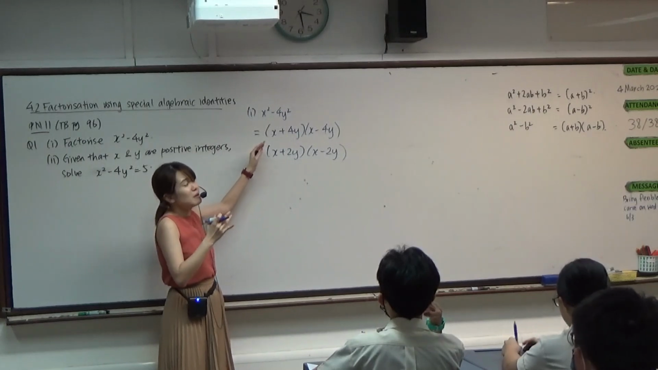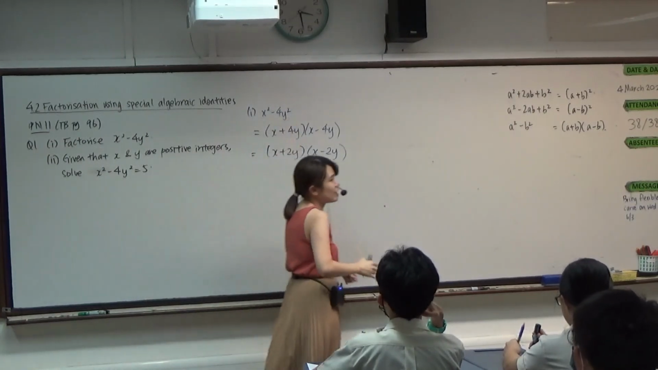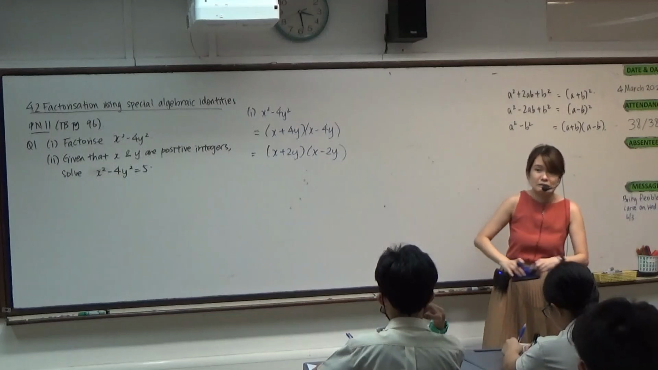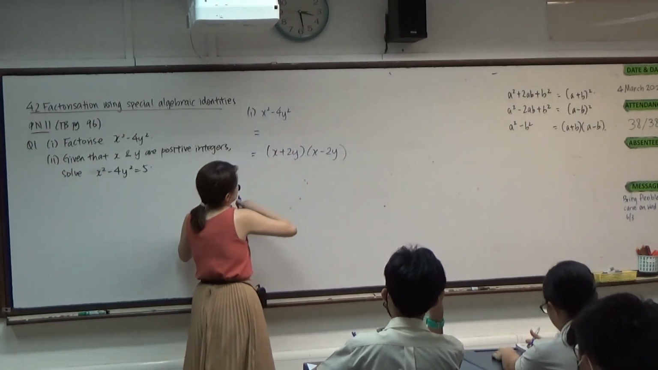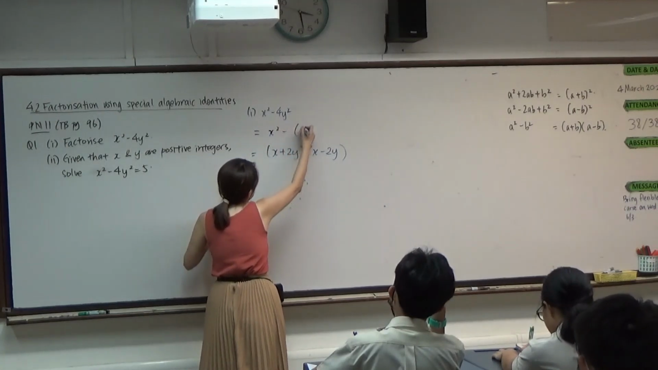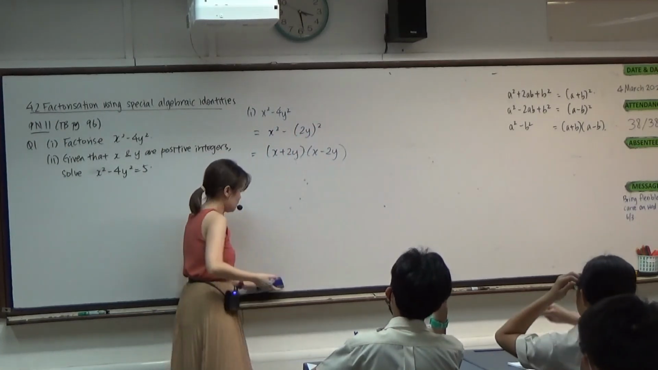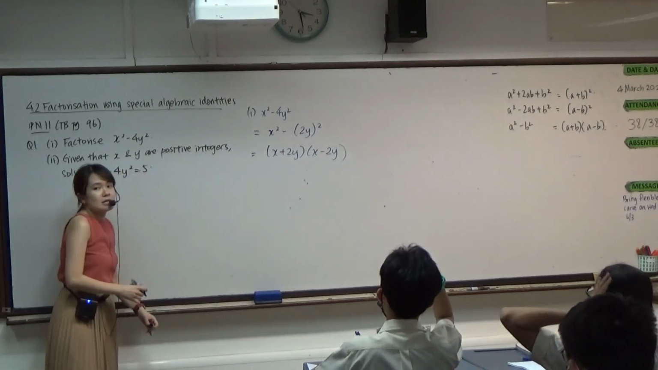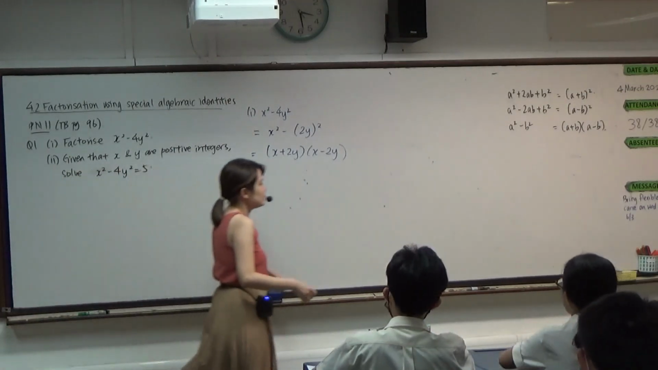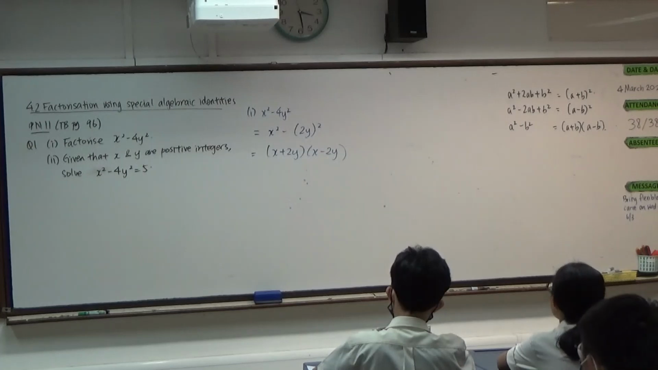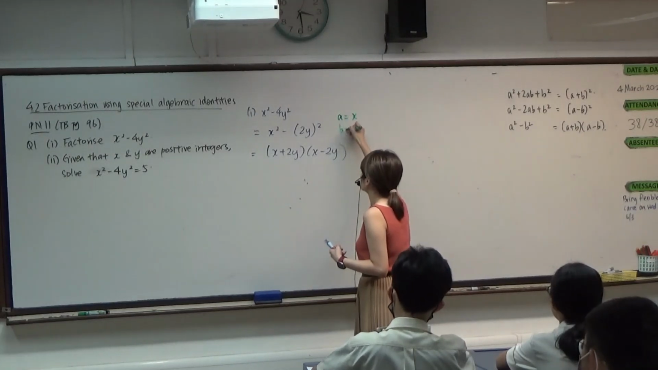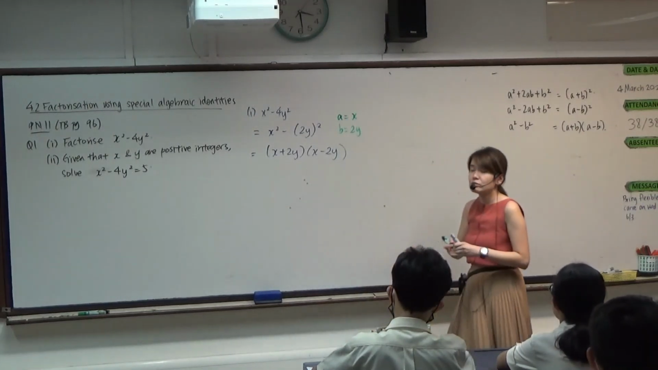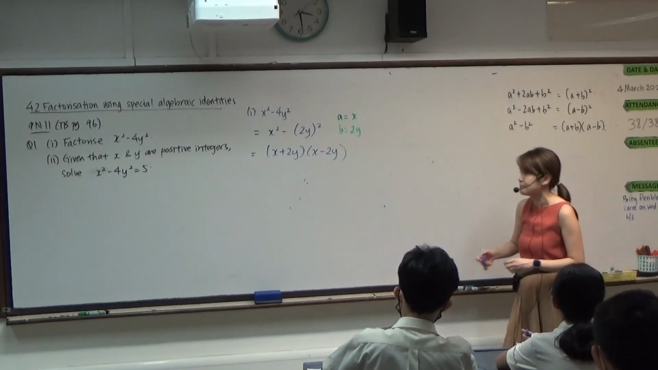Okay. So what was the problem here? For this square, the square belongs to what? No, the square only belongs to the y. So we needed the square for everything, which is actually bracket 2y squared. So actually it should be x plus 2y times x minus 2y, whereby a is given to be x and b is 2y. Okay, so that is our factorization for part 1.